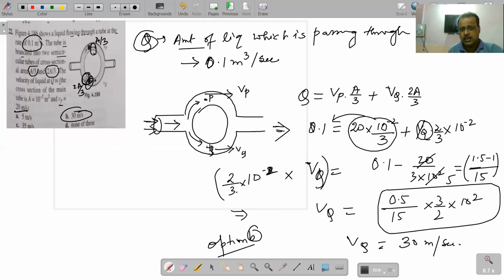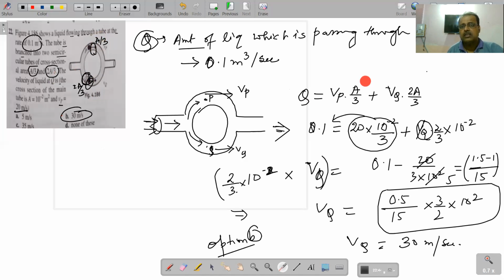So the first thing we have to understand whenever we solve this problem is how to use Bernoulli's equation over here. That is, Q is the volume of liquid which is passing through this particular point. Once the liquid is bifurcated into two areas, one portion is going through the tube where the cross-sectional area is A by 3, and another portion is going through the lower portion where the cross-section is 2A by 3. Now, one velocity is not given, that is the velocity at the point Q, where the cross-sectional area is 2A by 3. But the velocity at the point P is given, where the cross-sectional area is A by 3.